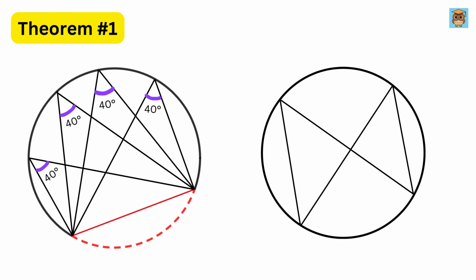Now here's a question. If this angle is 65 degrees and this angle is 35 degrees, then what will be the value of all of the remaining angles? It's easy, right? This is 65 degrees, so this angle will also be equal to 65 degrees, because angles subtended by the same arc are always equal. Similarly, if this angle is 35 degrees, then this will also be equal to 35 degrees, following the same theorem.